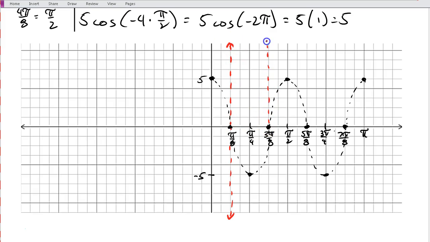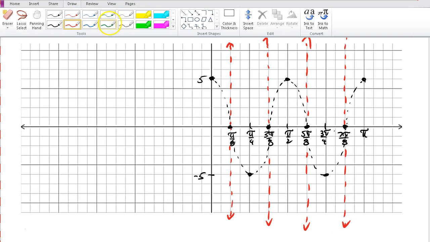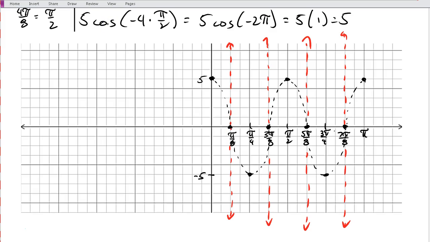So for this graph, I've got 1 asymptote, 2 asymptotes, here's a third, and here's a 4th asymptote. Okay, so here's my asymptotes. Now, once I have this drawn in, I'm going to take all of my cosine parts in between the asymptotes and kind of flip them, because again, it's the reciprocal. So over here, I'm going to flip this, and it's got to go up and approach the asymptote.